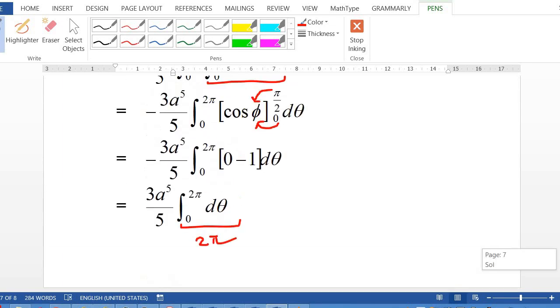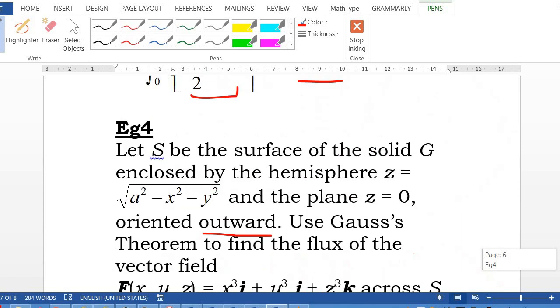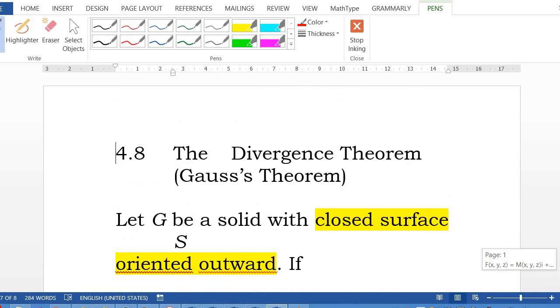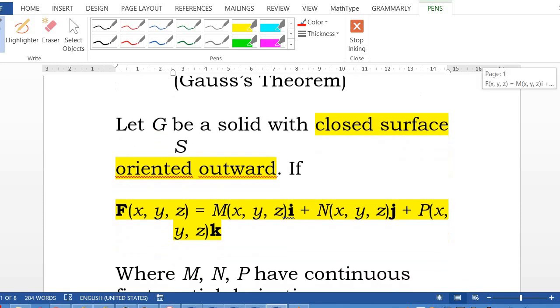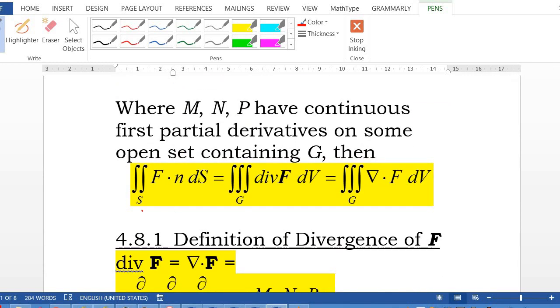So we have gone through 4 examples to illustrate the flux integral using the divergence theorem. To use the divergence theorem, make sure the surface S is closed so that it forms a solid G, and the surface S must be oriented outward. Then the flux integral of F dot n dS is actually the flux integral of the vector field.